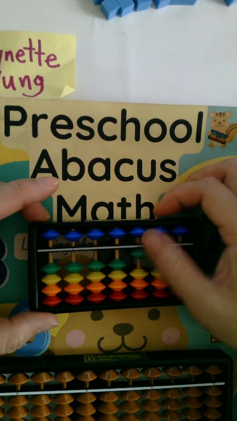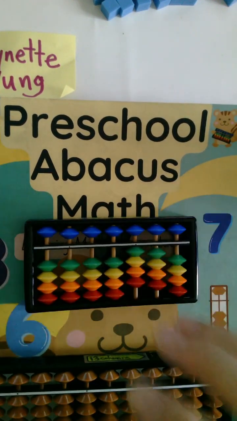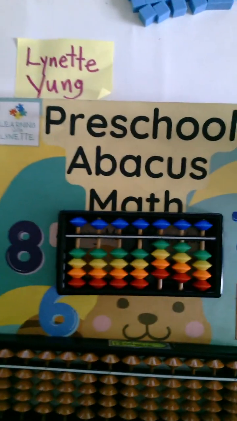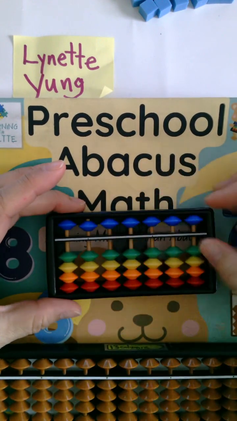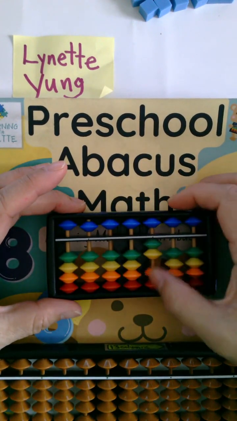Okay, so we're talking about the abacus. We are counting 1, 2, 3, 4. Do you see that? I don't know if you can see that. Let me see if I could change that. All right. Okay, what are we doing? We're talking about counting 1, 2, 3, 4.